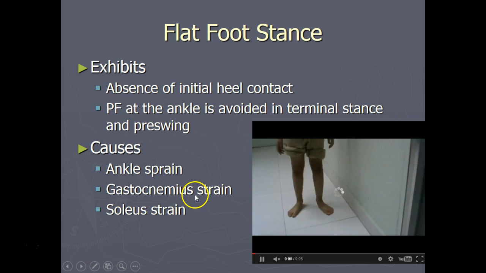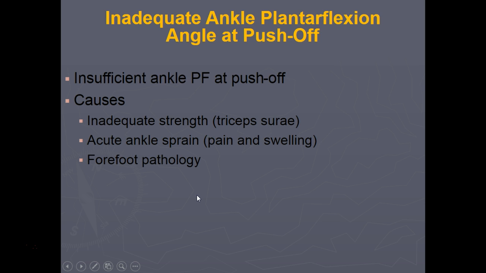Another one might be a gastrocnemius strain. In other words, if a patient has a strain to the gastrocnemius, they're not going to want to dorsiflex because that's going to stretch the gastrocnemius. So they'll try to avoid stretching by just going into a mid-stance phase. Okay, man, there's a lot of pathologies, huh, guys?